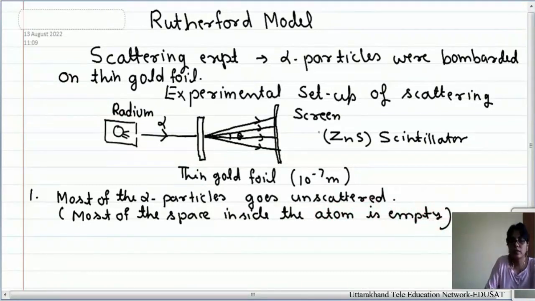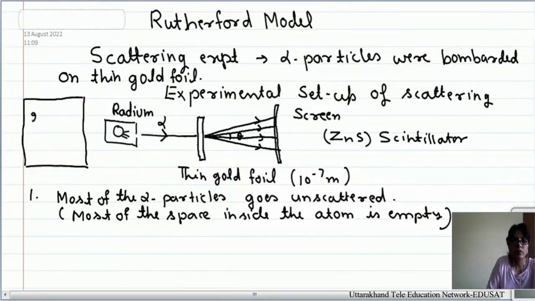Now let us first recall the property of alpha particle. Alpha particle is the helium nucleus. So it is 2He4 nucleus. Here the number of protons is 2, number of electrons is 2, and number of neutrons is 2. But because it is only the nucleus, there will be no electrons, and there will be only 2 protons and 2 neutrons. It is the helium nucleus.